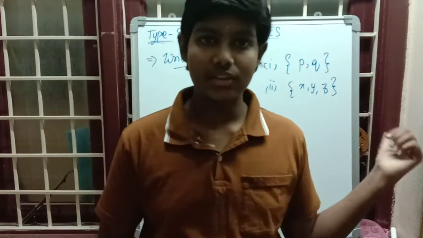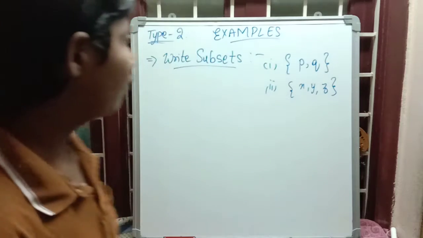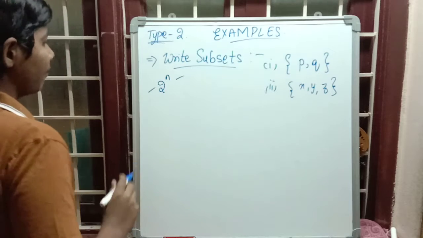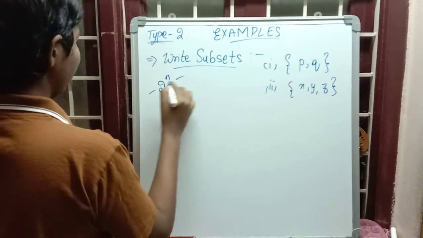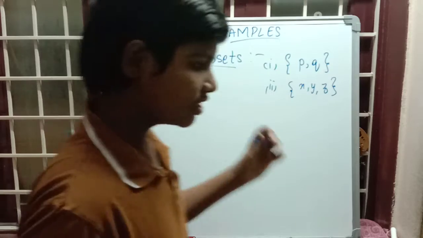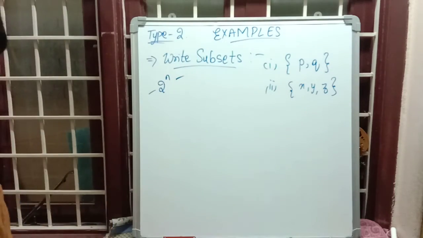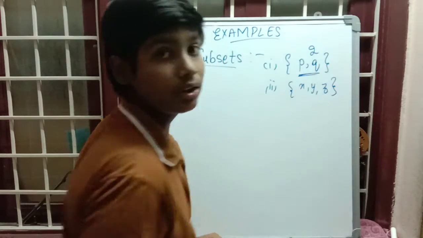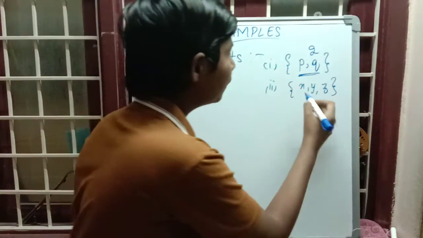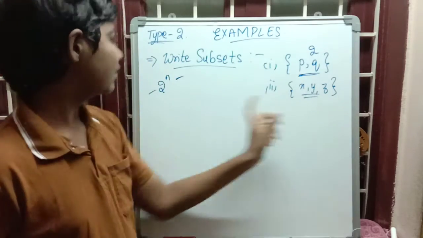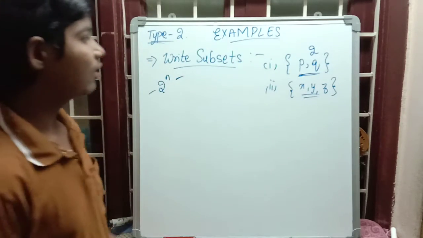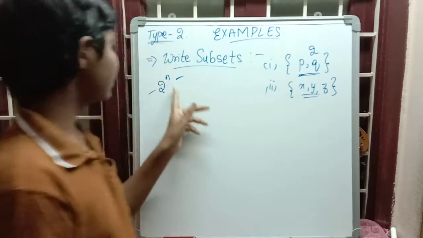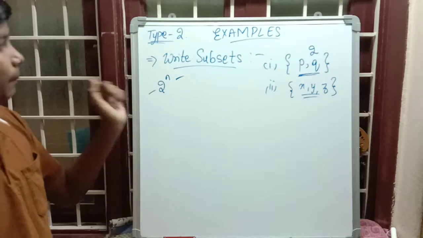How to write subsets? We have already learnt. The formula is 2 power n to find the number of subsets for the given set. What is n here? How many elements are there? Here 2 elements, so n value is 2. In the second set, 3 elements, so n value is 3. The number of elements present in each set is called n.